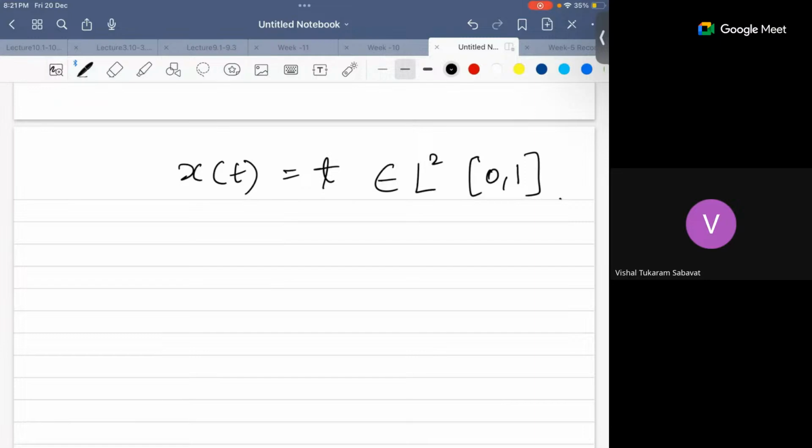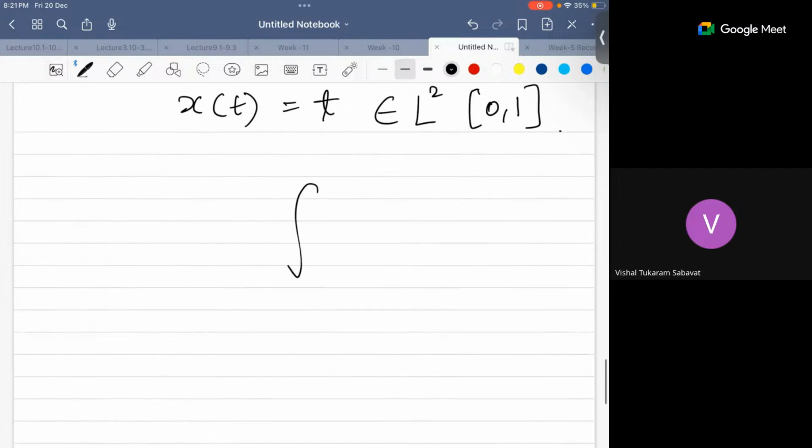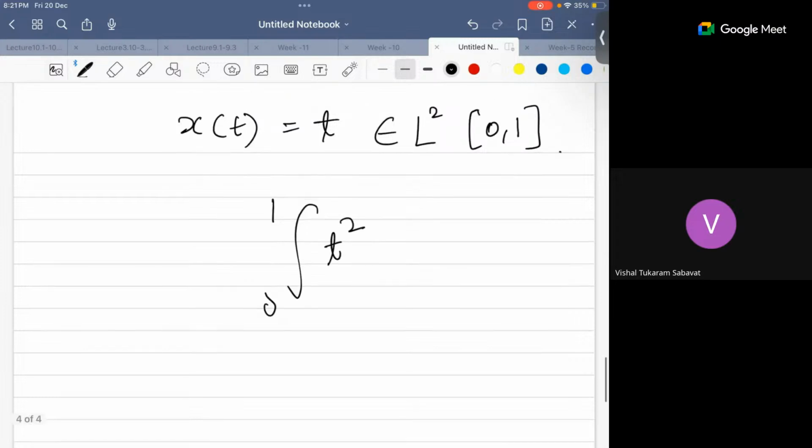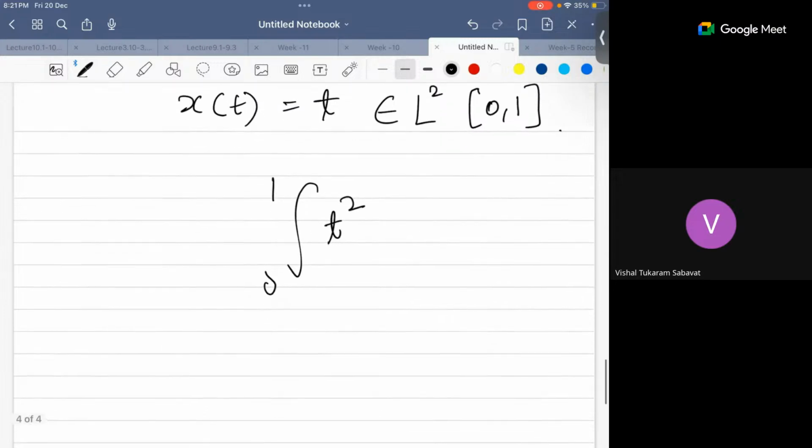Integrate from 0 to 1, and then solve it through the... What did you say? Sir, we just have to integrate from 0 to 1, right? Yeah, you have to integrate from 0 to 1 of what? t square. Okay, and then check the value.